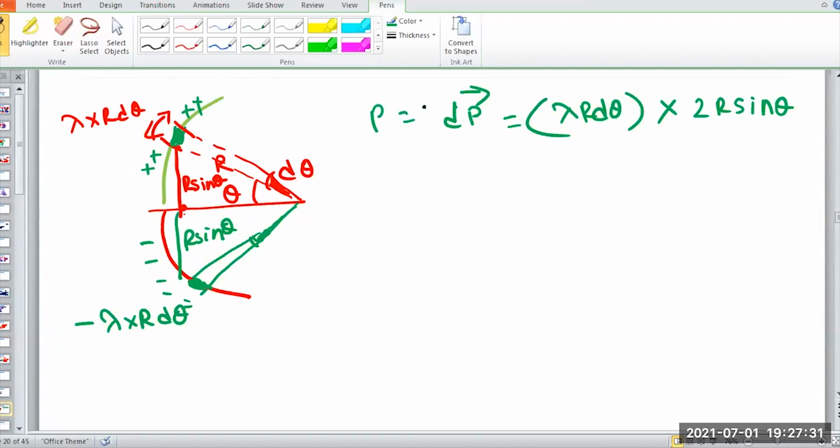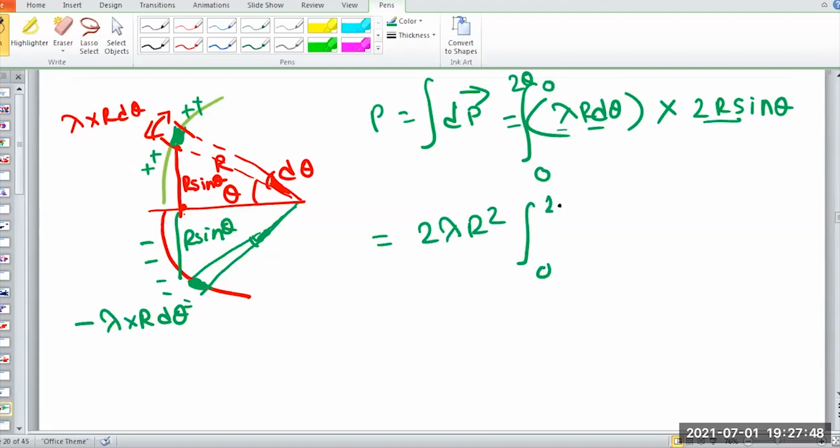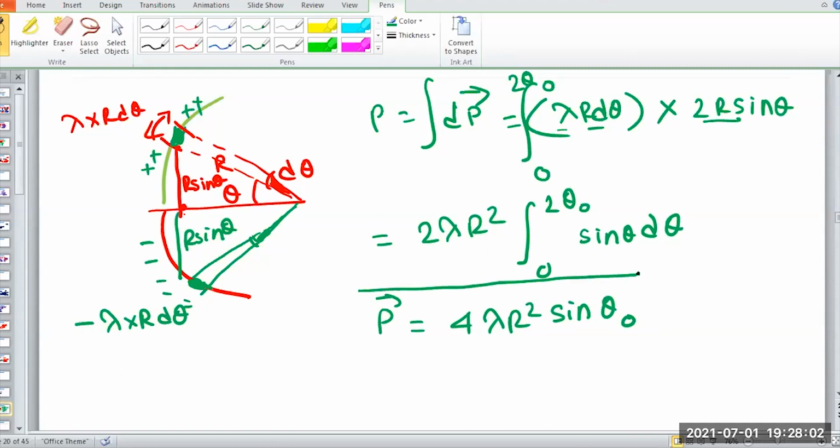So my net dipole will be integrating all these sections from where to where? 0 to theta 0. Lambda is constant, r is constant, 2r is constant, so you can take them out. 2 lambda r square integral 0 to theta 0 of sine theta d theta, and on solving you will get 4 lambda r square sine theta 0. So this is my dipole moment of that bent arc.